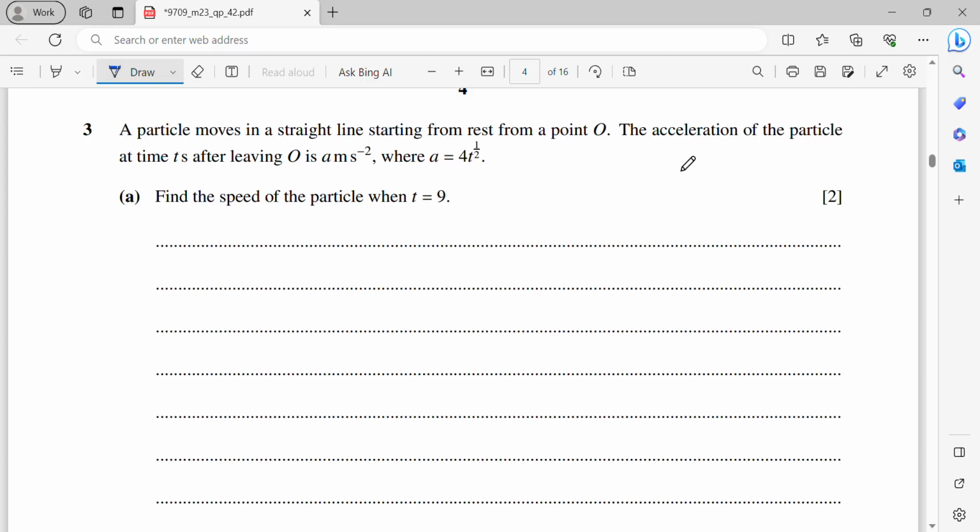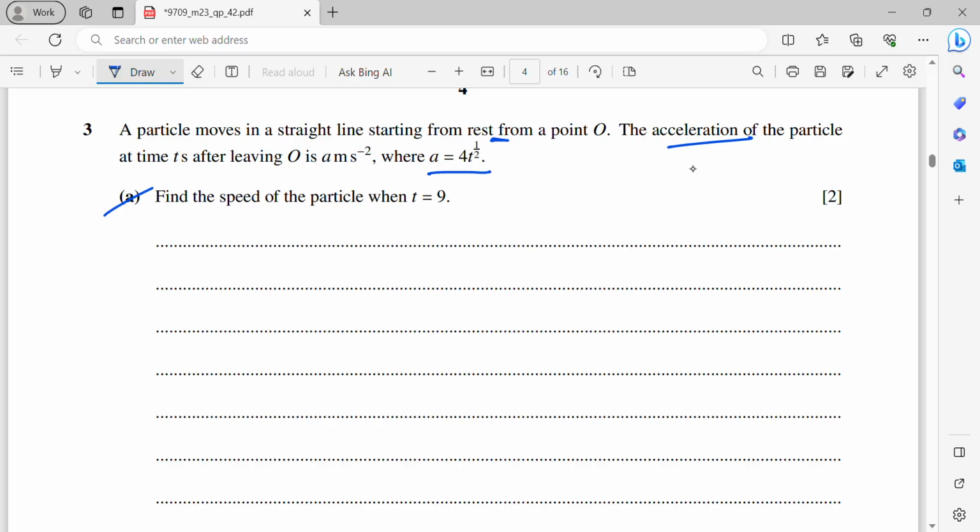Now, question number 3. A particle moves in a straight line starting from rest. Starting from rest means when T equals 0, the V equals 0. Now, from a point O, the acceleration of the particle after T seconds is given by A equals 4 times T to the power half. Part A: find the speed of the particle when T equals 9.